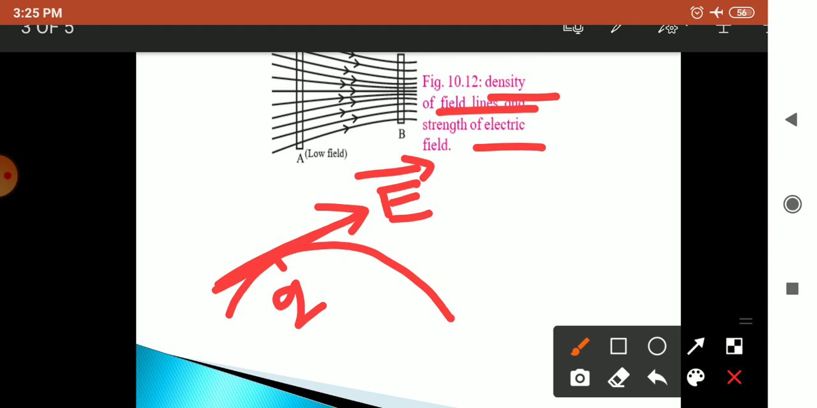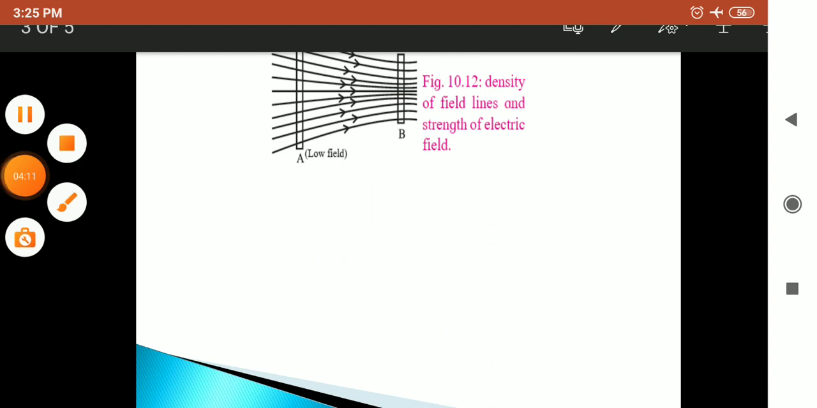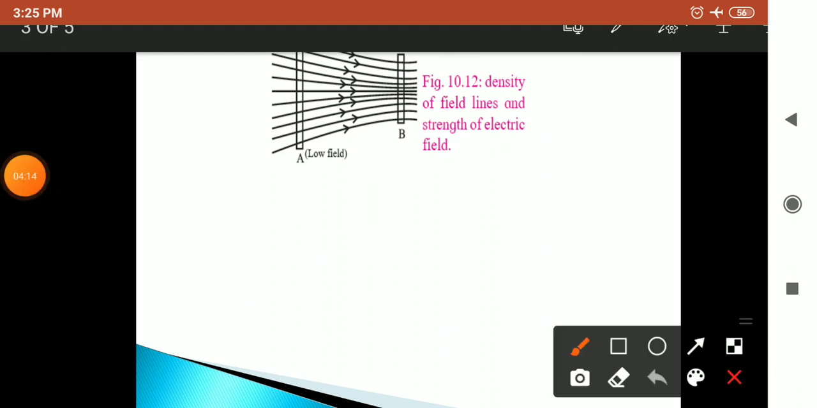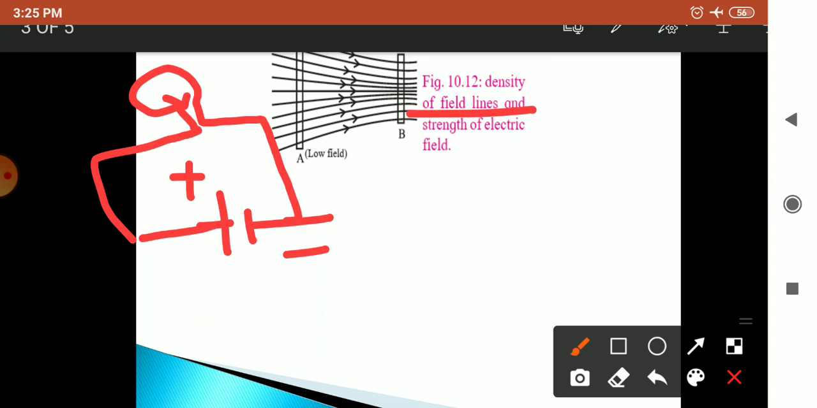Now we have to study its characteristics. There are some characteristics of these electric lines of force. First one: as we know, when there is a battery, it starts at the positive terminal, and if you take a bulb along the circuit, it will end at the negative terminal, right? The same holds for the lines of force. The lines of force originate from a positively charged object and end on a negatively charged object.